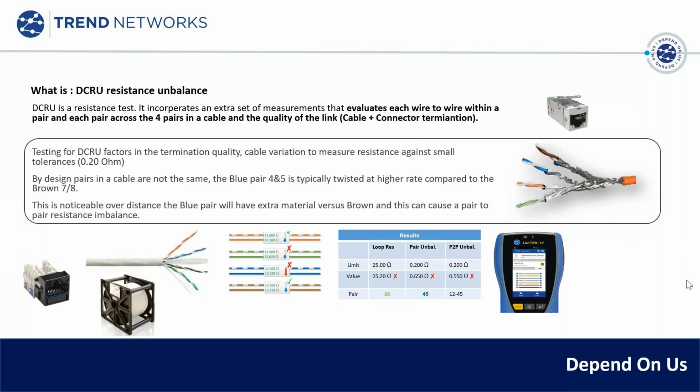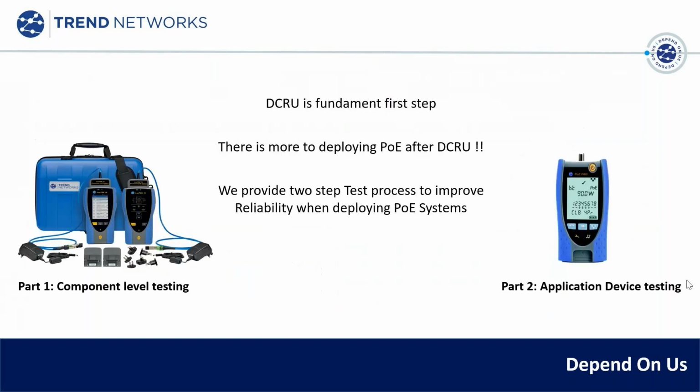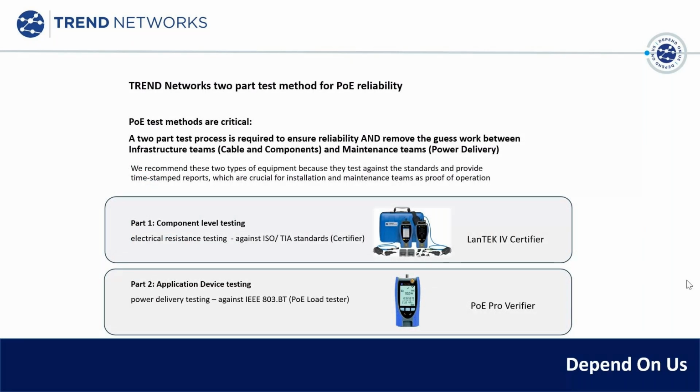So what this means is we have to apply a series of tests across those links, and it's the cable balance which is very, very important. Let's take a look at that. So DCRU is a fundamental first step. There is more to deploying PoE than just the DCRU step. So what I'd like to introduce now, I'll just take a pause. As we move through to explain DCRU, I'd like to do it this way. Let's look at it in our method, a two-part test method for PoE reliability.